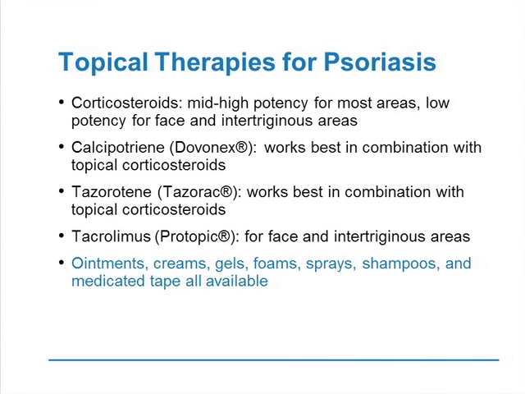Topical steroids, certainly mid to high potency for most areas, and much lower potency for intertriginous or inverse areas and the face. Calcipotriene is a reasonable steroid-sparing agent. It's a vitamin D analog that can be used once the topical steroid has done its job to essentially keep the psoriasis at bay. Certainly, patients will notice that psoriasis comes back over time with the use of calcipotriene, but it is a wonderful steroid-sparing agent. Tazarotene is a retinoid, is pregnancy category X, should not be used in women of childbearing age without counseling. It works best in combination with topical steroids.